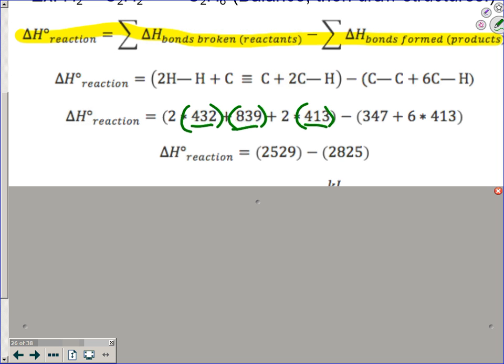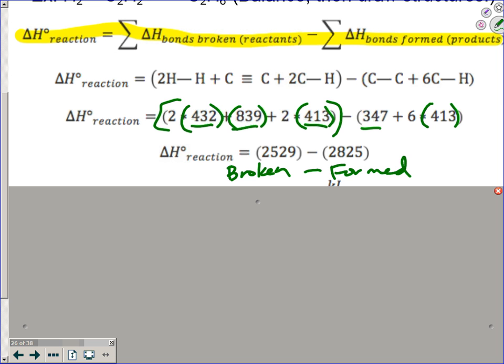And then we're subtracting bonds formed. So that's 347 for the carbon-carbon bond, and then 6 times, again, 413, which is our C to H bond. I do have the value for you here, but summed all together, all the bonds broken was 2,529 kilojoules per mole. So this is the energy it takes to break bonds, and this is the energy that's released when the bonds are formed.